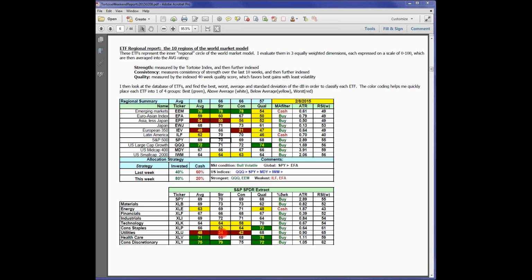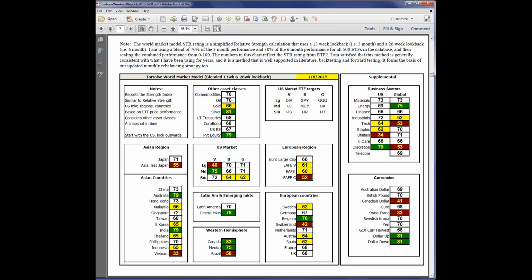When the defensive plays cycle up to the top of their historical norms, maybe that's just people cashing in those cyclic profits and then getting ready to reposition. That's my interpretation right now. World market models up next.